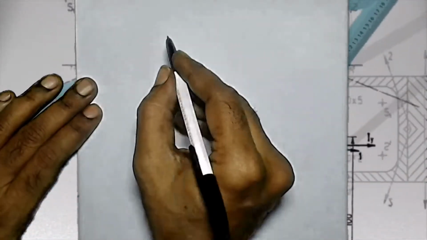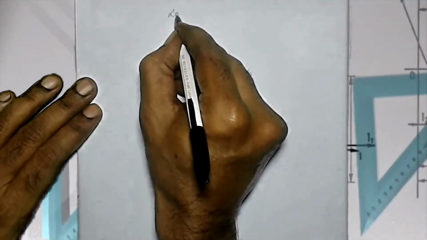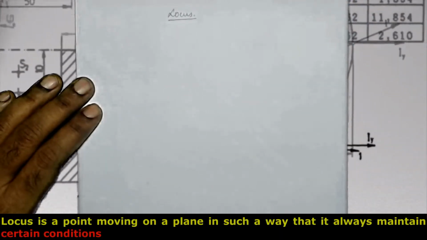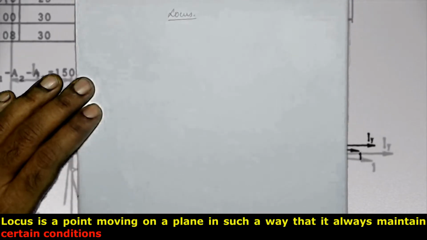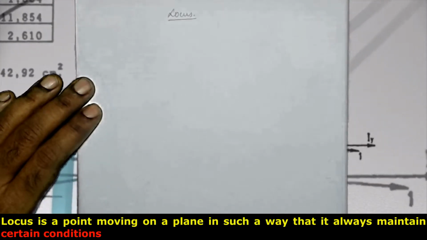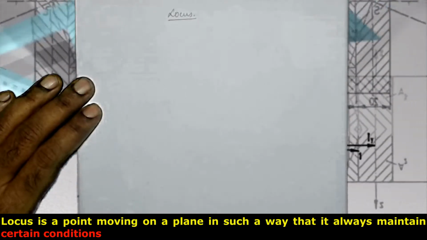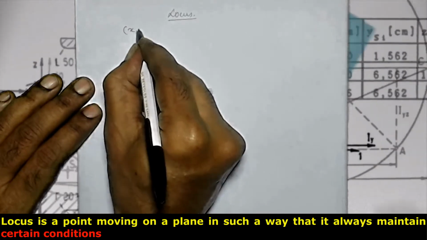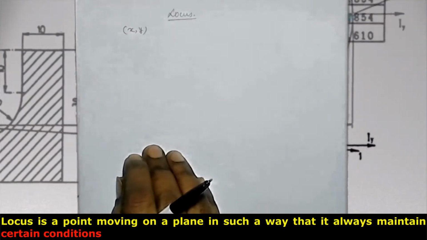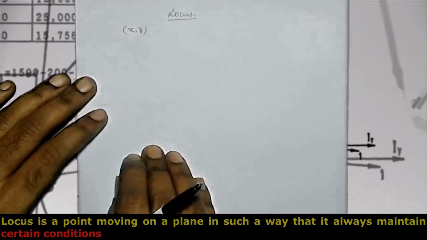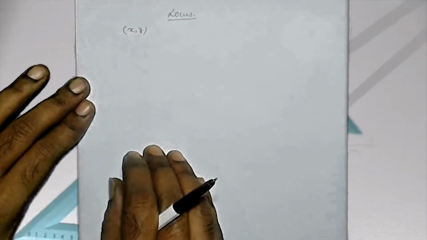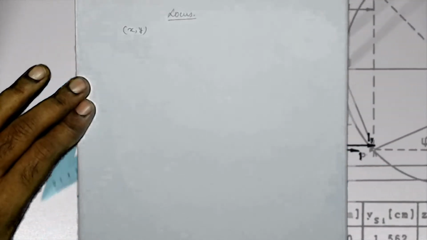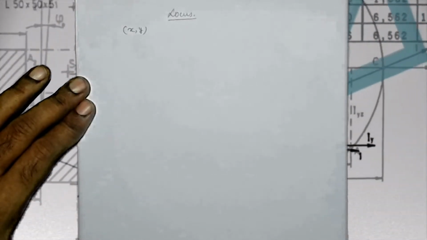In this lecture, we are going to discuss locus. What is locus? Locus is a point moving on a plane in such a way that it always maintains certain conditions. So how do we find the locus of a point? We always say, let x comma y be any point on the locus, and then we find a relation between x, y and some other constants. That is the equation of a locus, and we interpret the nature of the locus.